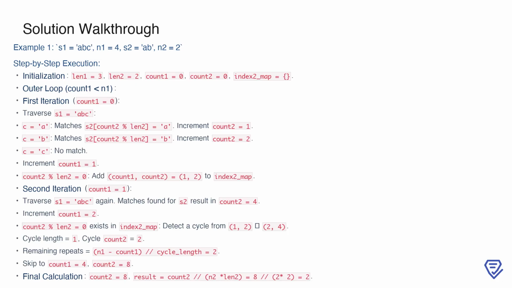To solve this problem, we begin by examining example 1 where S1 is ABC, repeated 4 times, and S2 is AB, repeated 2 times. First, we initialize variables. len1 and len2 store the lengths of S1 and S2, respectively, while count1 and count2 keep track of how many times we've processed S1 and matched characters in S2. We also maintain a mapping, index2_map, to detect cycles by recording the state of count1 and count2 when a complete match of S2 is found.